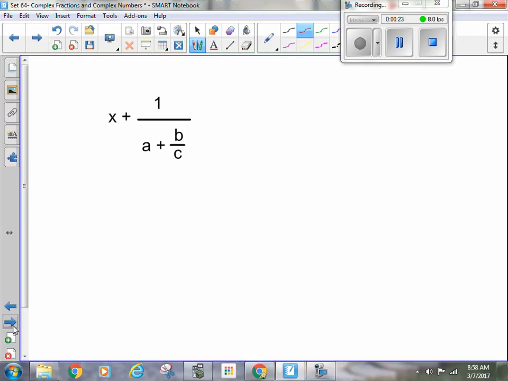We're just going to be seeing some that have them embedded with addition and subtraction. So here, the first thing we're going to do is start with the denominator, and make it have common denominators and add our like terms. So I need to put a C and a C. Whatever you do to the top, you have to do to the bottom. So now that denominator I can rewrite as AC plus B over C.